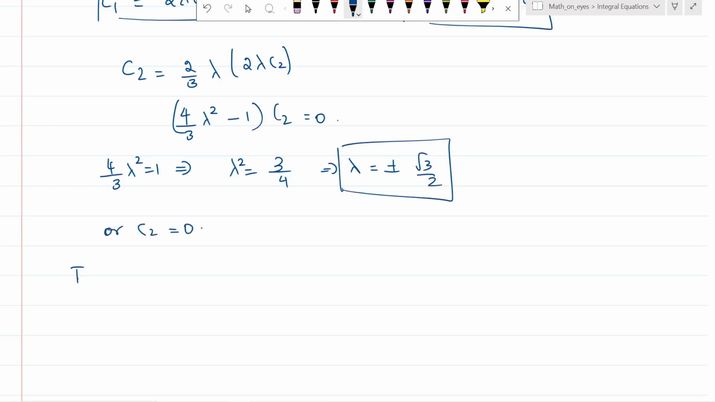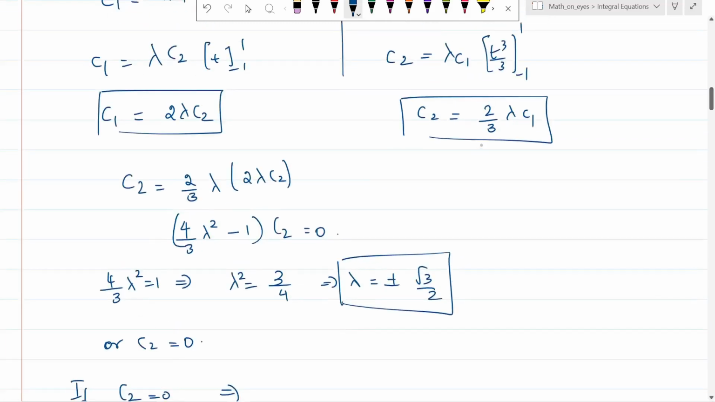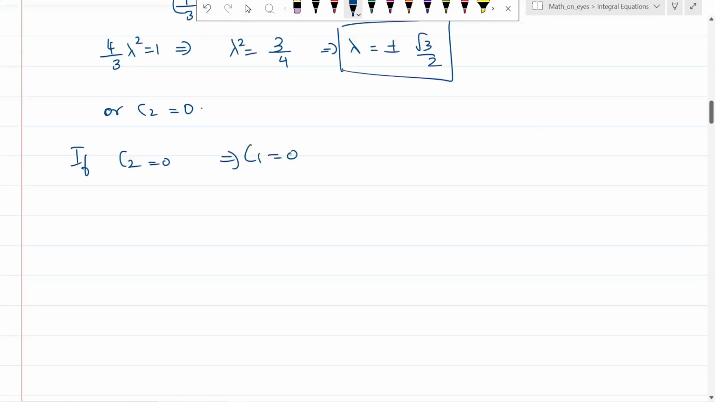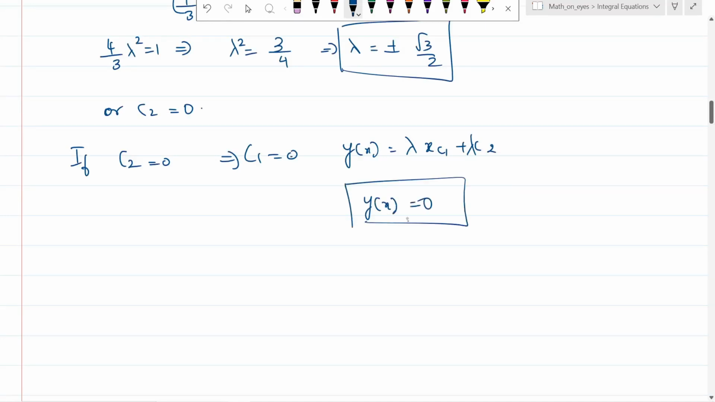If c2 is equal to 0, that means c1 is also 0, because c2 is equal to 0 means 2 by 3 lambda c1 is equal to c2. We find c1 is also equal to 0, and the solution y of x is equal to lambda x c1 plus lambda c2. So we find y of x is equal to 0. So this is a trivial solution. This is for the case when lambda is not equal to plus or minus root 3 by 2.